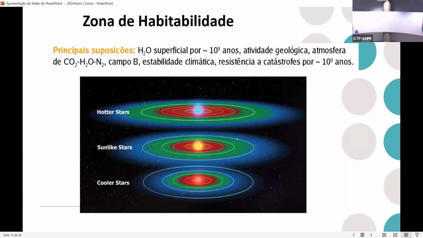Of course, not only that, we have geological activity, an atmosphere made of CO2 and water and nitrogen, a magnetic field to protect us from cosmic rays, and climate stability. It's with the tilted rotation axis of the planet, and resistance to gas transfer. Why geological activity? Well, because that's what made the carbon cycle.